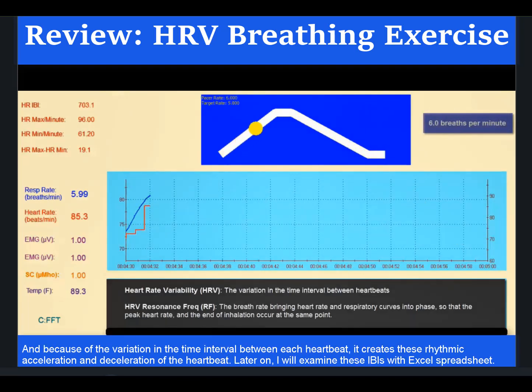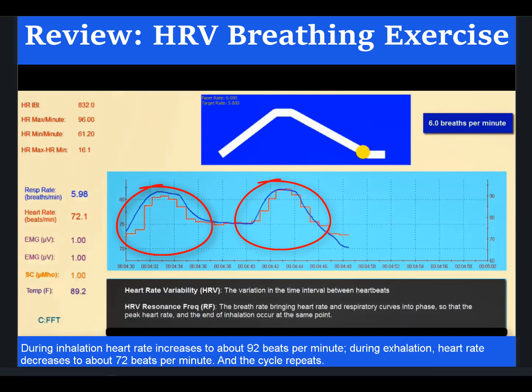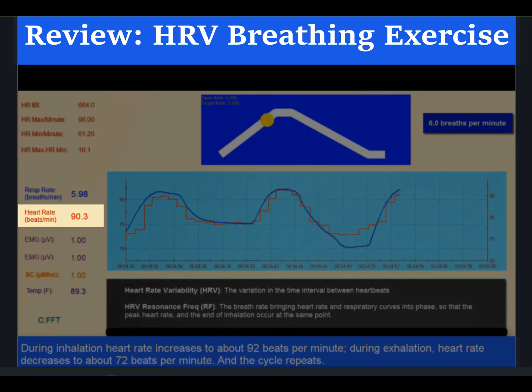And because of the variation in the time interval between each heartbeat, it creates these rhythmic acceleration and deceleration of the heartbeat. Later on, I will examine these interbeat intervals with Excel spreadsheet. During inhalation, heart rate increases to about 92 beats per minute. During exhalation, heart rate decreases to about 72 beats per minute, and the cycle repeats.